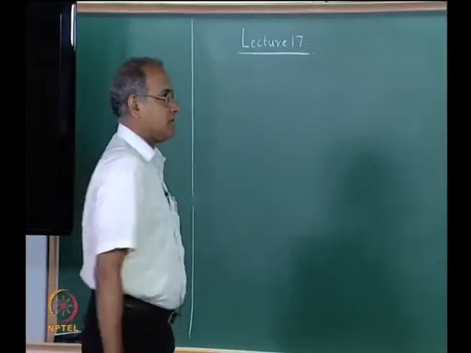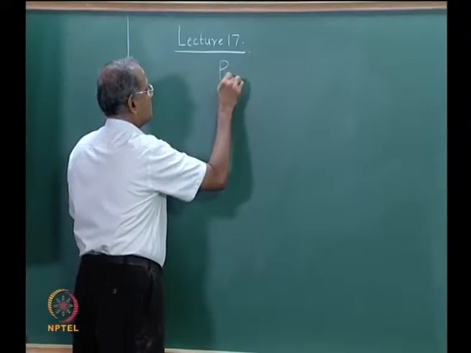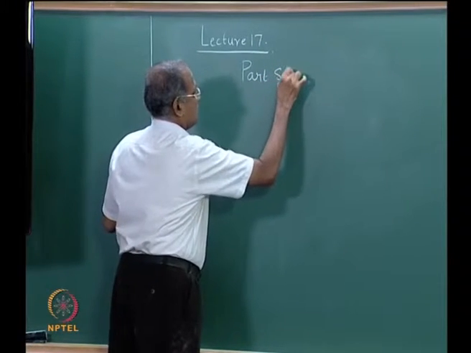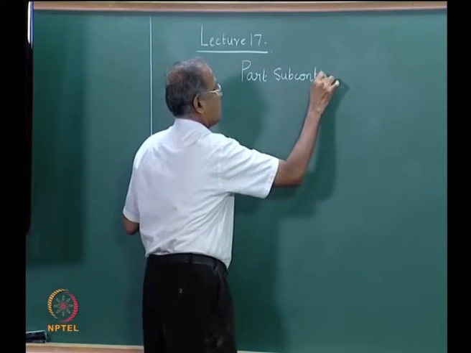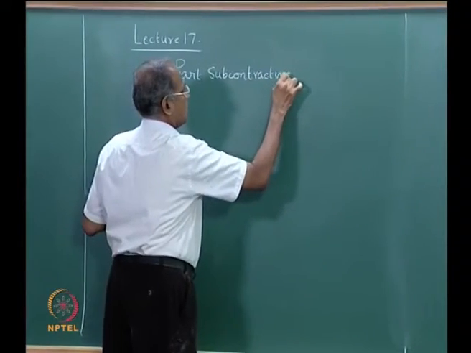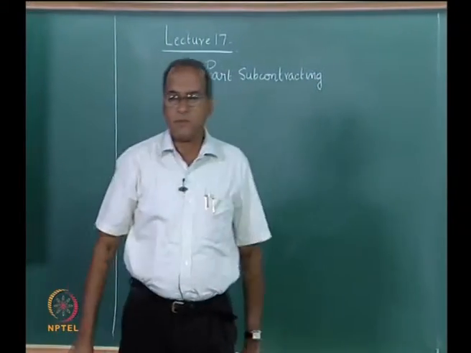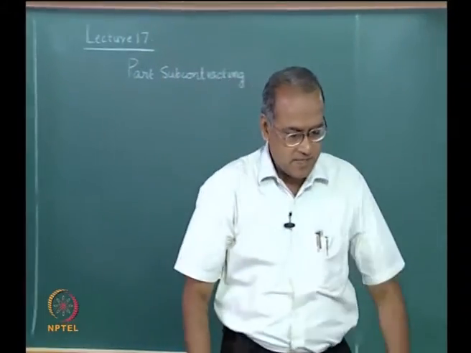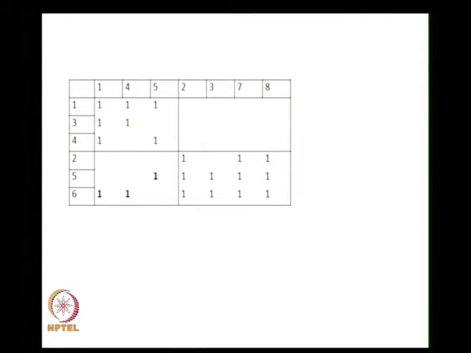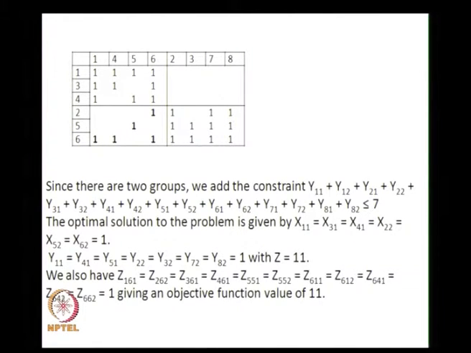We continue the discussion on part subcontracting. As mentioned in the previous lecture, if we have a final solution like the one that you see here on the picture, there are 5 intercell moves, and if we are going to use part subcontracting as a way to minimize intercell moves, the first part that we can try and subcontract is part number 6.